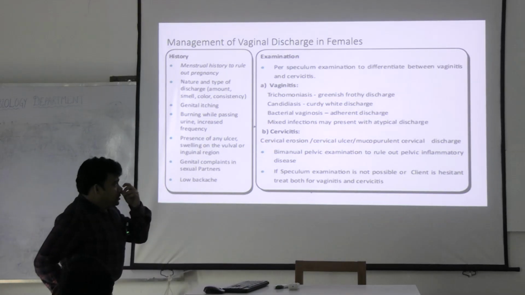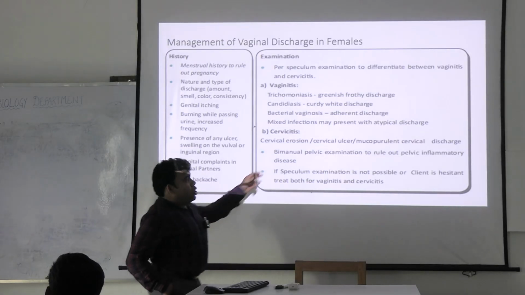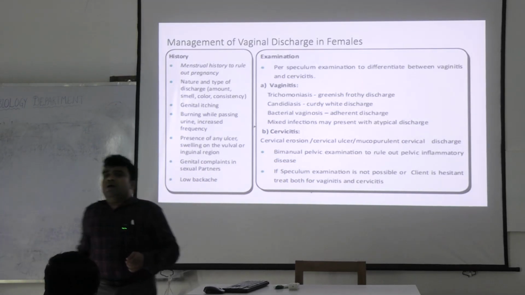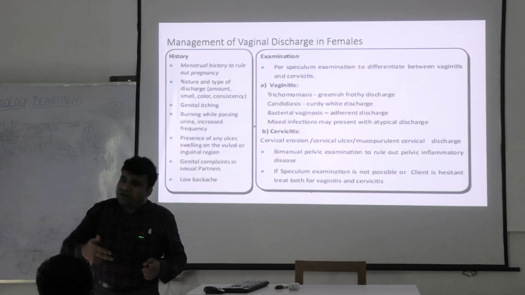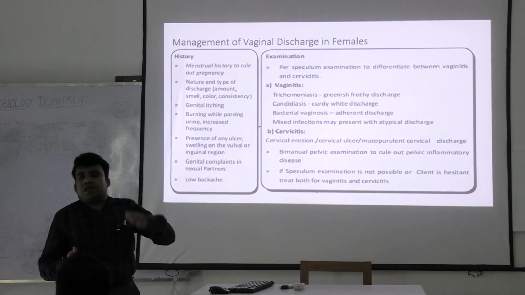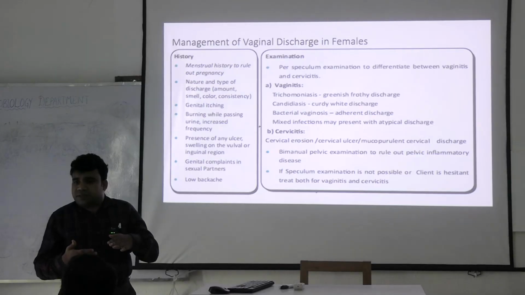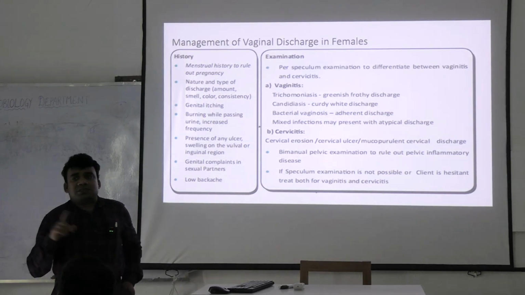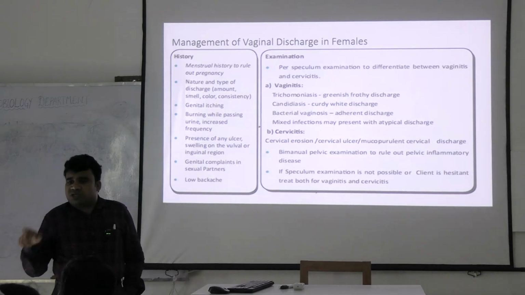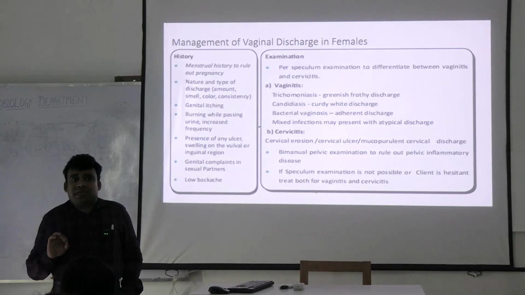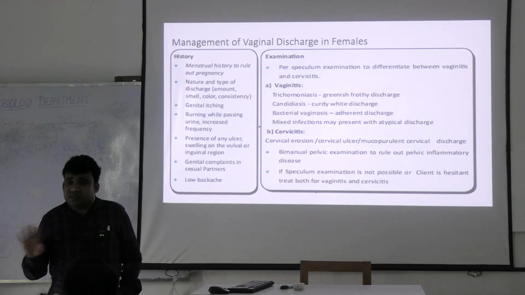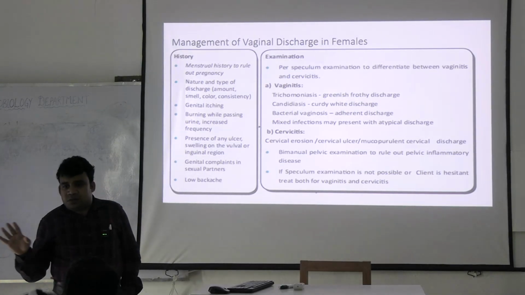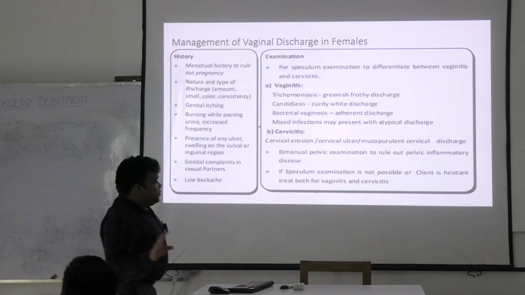And if there is cervicitis, you have to do a bimanual pelvic examination. Bimanual means after pervaginal examination, you press the other hand on the uterus and try to compress. If the patient complains of pain, that means there is inflammation in the urogenital region. That would indicate pelvic inflammatory disease, which is different, the treatment is completely different.